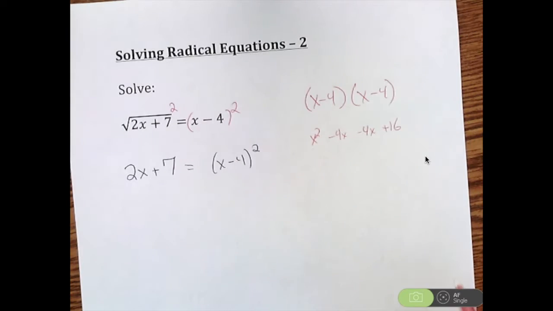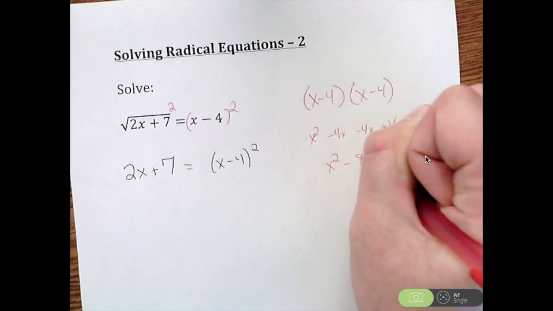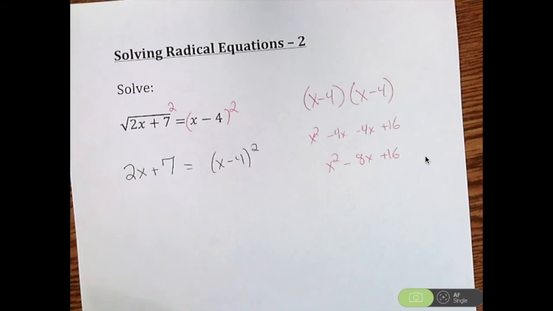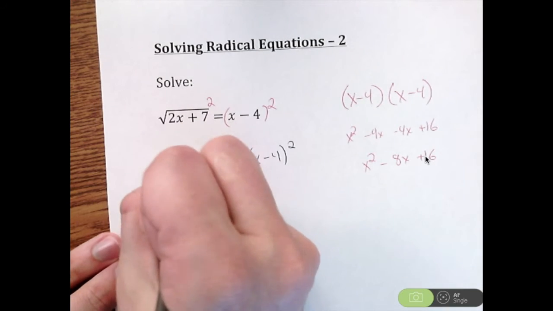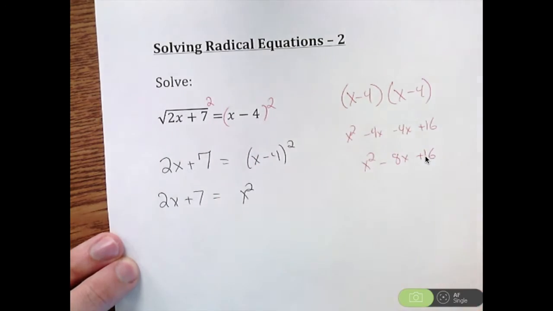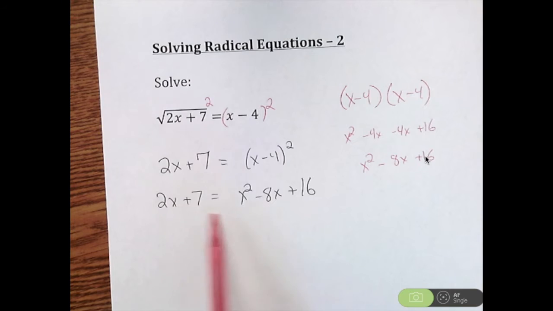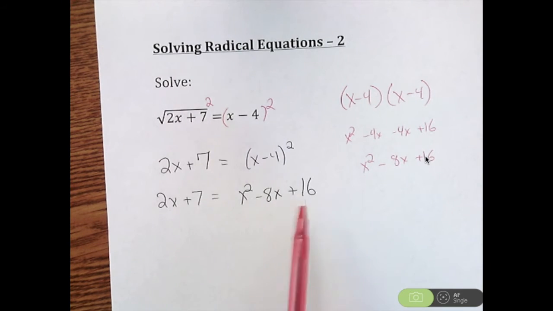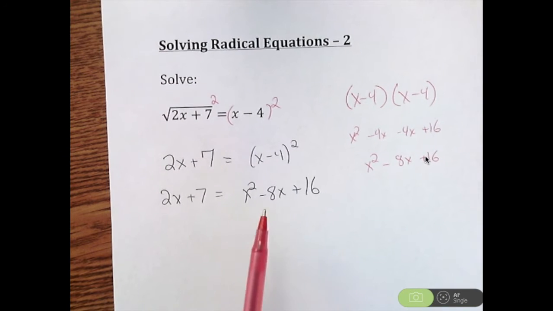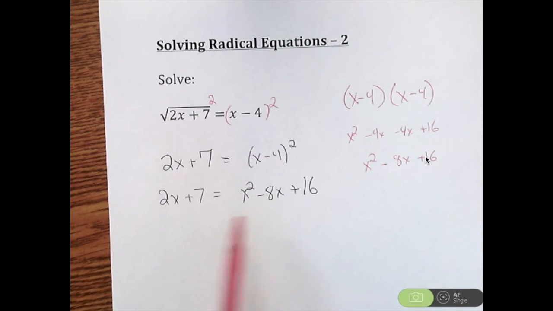I'm doing the multiplication fast, but you should know how to multiply these two by this point in time. Combine like terms, you get x squared minus 8x plus 16. So cleaning up this equation, we have 2x plus 7 is equal to x squared minus 8x plus 16. Now here's what I see. I've got x, and x squared and an x. What I actually have here is a quadratic equation, which we've solved in previous units. So this should be prior knowledge to you at this point. Make sure you're clean and good on these.